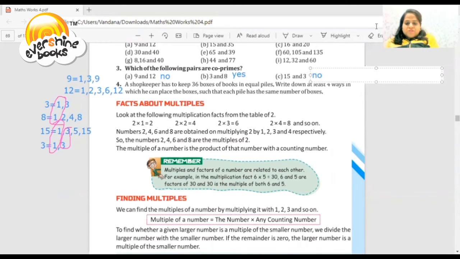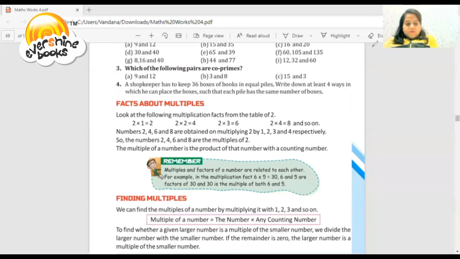Now come to question number 4, which is related to word problems. A shopkeeper has to keep 36 boxes of books in equal piles. Write down at least 4 ways in which he can place the boxes such that each pile has the same number of boxes. Students, it's a very easy question. So just write the 4 ways. Okay, students, got it? So just do it in your notebook.